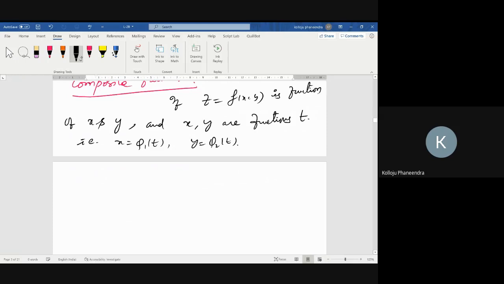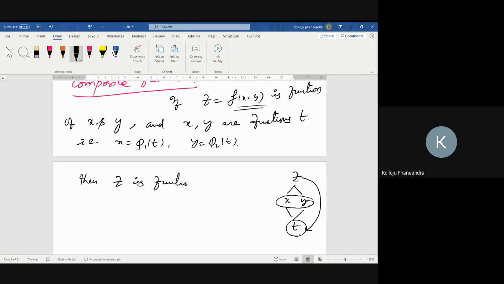Z is a function of how many variables? Two variables. Z is a function of two variables, right? Then x and y are functions of what? A single variable. See the logic. Z is a function of two variables and x and y are functions of a single variable. So if I substitute x and y here, f is a function of what? T. Nothing but z is a function of t.